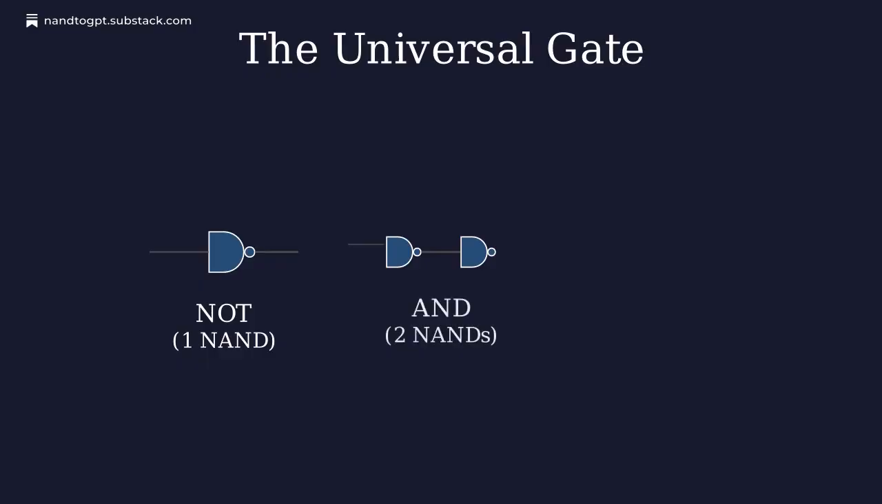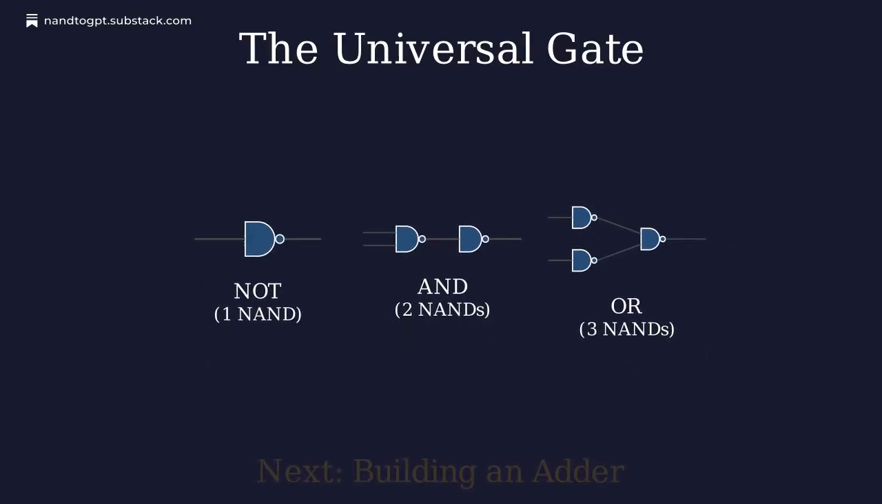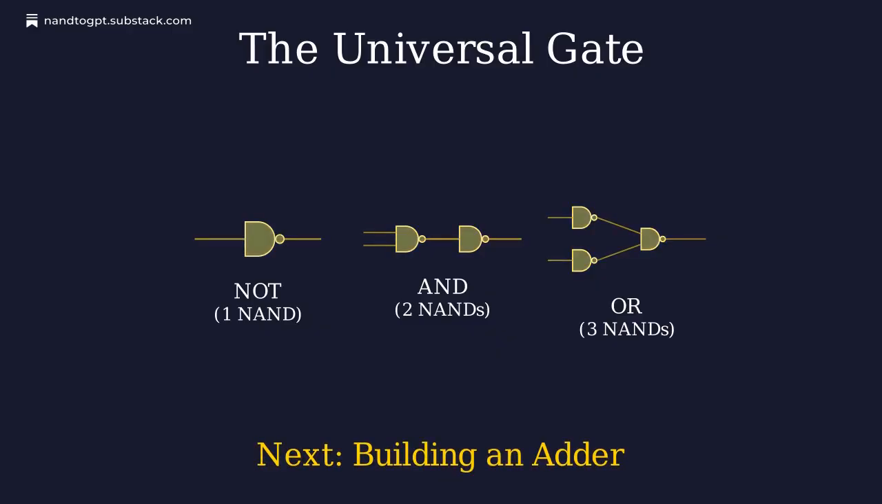From one humble NAND gate, we built the NOT gate, the AND gate, and the OR gate. These 3 gates are the building blocks of everything in computing. Every processor, every memory chip, every digital circuit. Next time, we'll use these gates to build something that can actually add numbers.